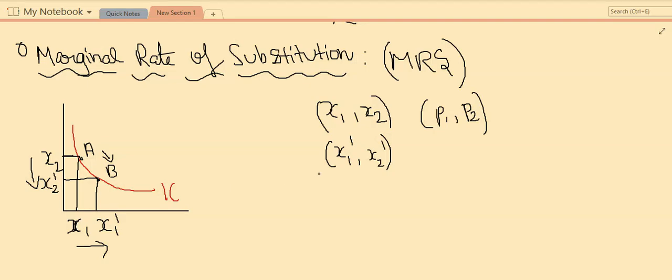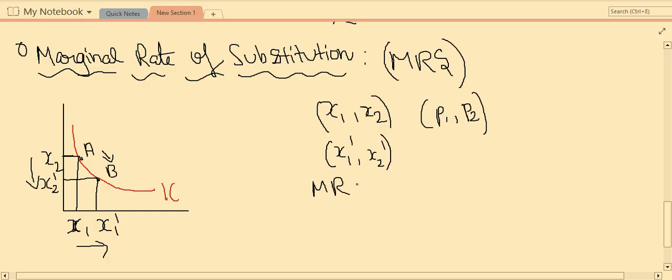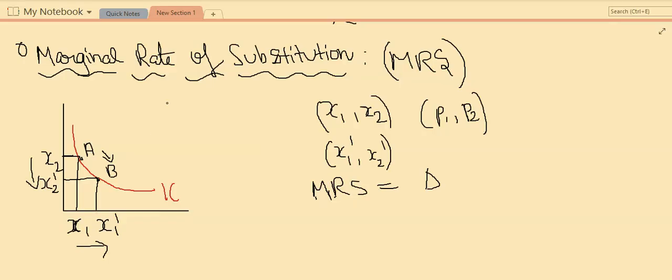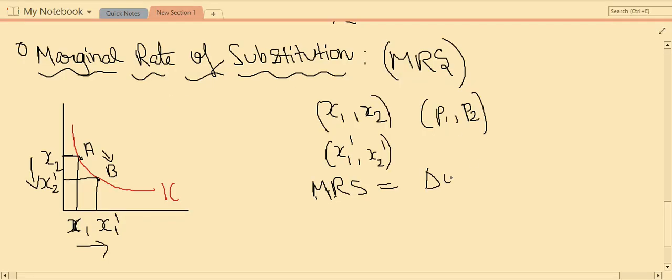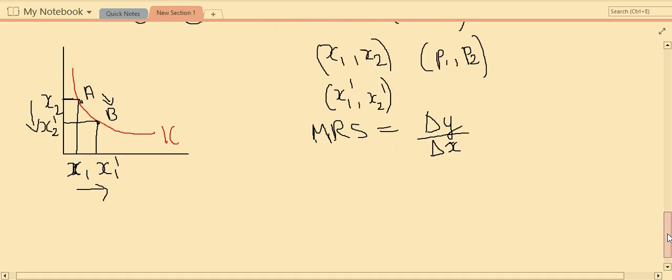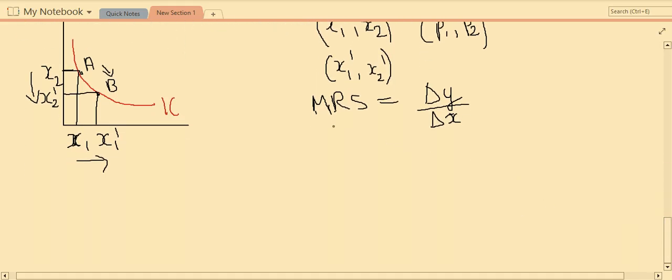Basically, what MRS tells us is how much of good Y a consumer is willing to sacrifice to gain one additional unit of good X. Okay, so now let us try to derive one formula for MRS. Now let us say we have TU, which is total utility. Then we have MU, which is marginal utility.